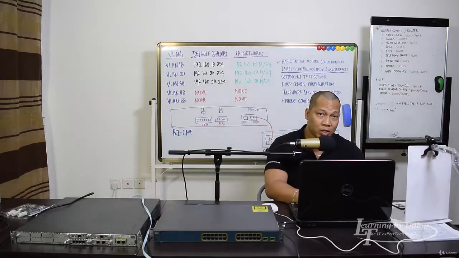All right, we finished the configuration for our inter-VLAN routing using sub-interfaces on the same router we are configuring. I want you to know that inter-VLAN routing using sub-interfaces is also called router on a stick. So next video, I'm going to show you how to set up the TFTP server.